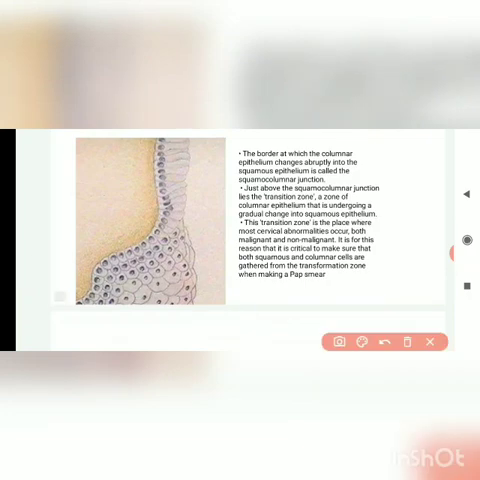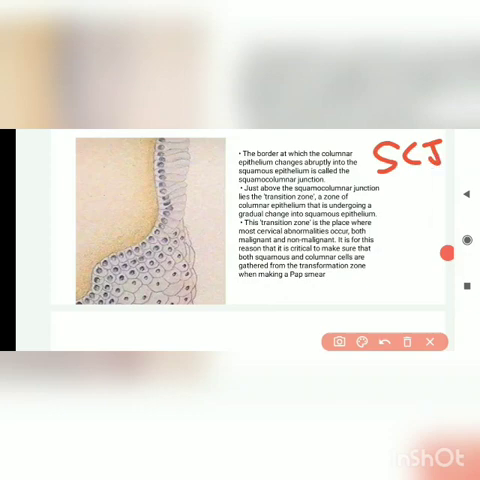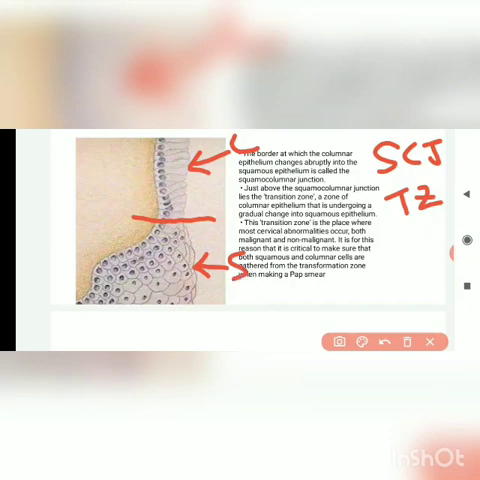Another two terms you should know are the squamocolumnar junction and the transformation zone. Now what is the squamocolumnar junction? The squamocolumnar junction is the junction between the columnar cells and the squamous cells. Here you can see the tall glandular cells. These are the columnar cells of the endocervix. These are the squamous cells of the ectocervix. They are arranged in multiple layers and they are non-keratinized. So this is the squamocolumnar junction.